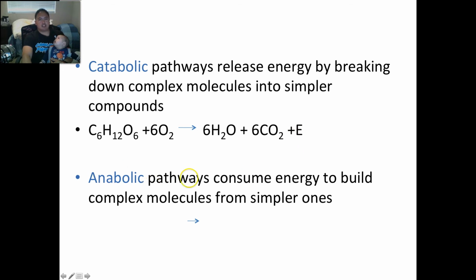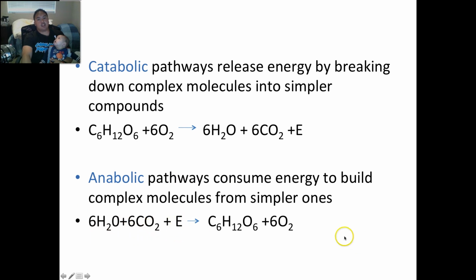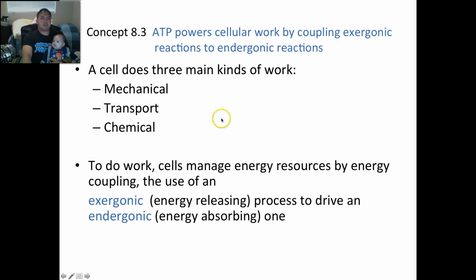Anabolic is the reverse. It's basically going from smaller pieces like water and carbon dioxide, adding energy to create big molecules like glucose. So this one represents respiration. Respiration is catabolic, and anabolic is photosynthesis.